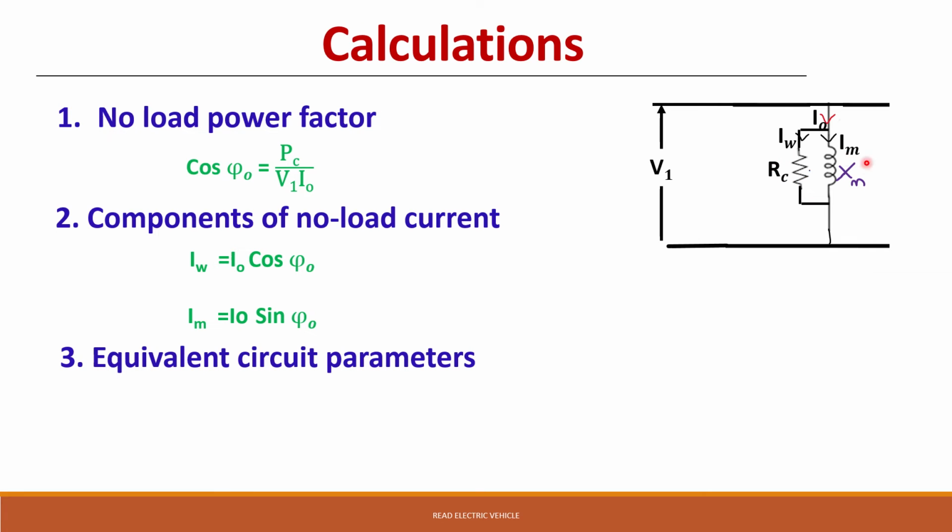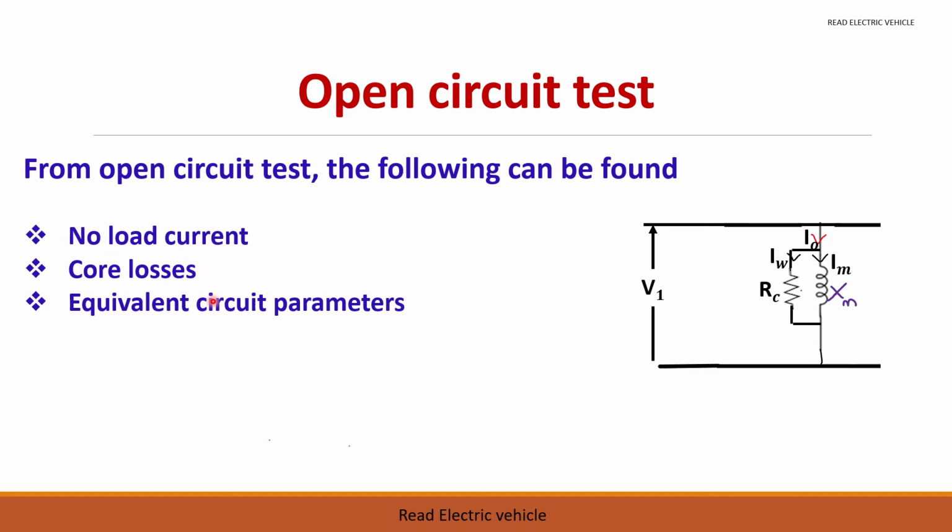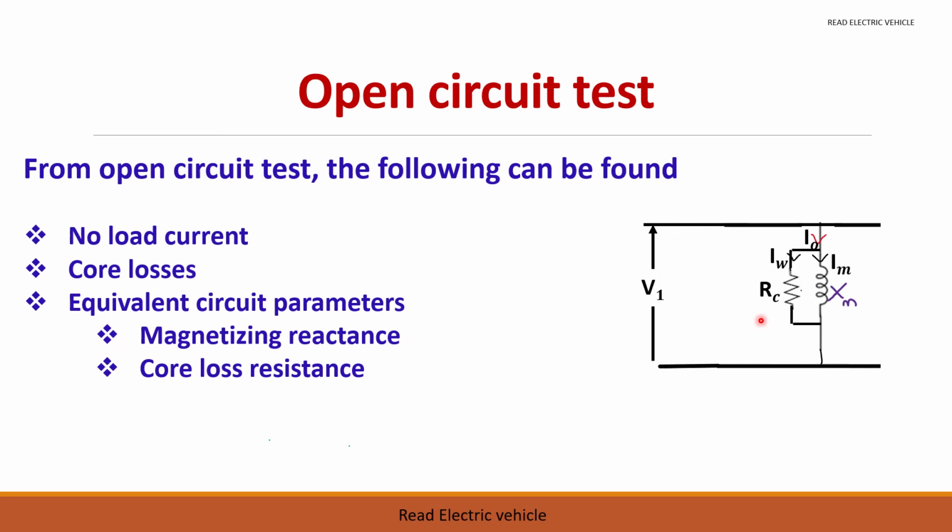Now we can find RC and XM. So RC is equal to V1 divided by IW, and XM is equal to V1 divided by Im, because V1 is the voltage across this branch, divided by that particular current, will give you the resistance value and reactance value. So from the open circuit test, you can find the no load current, core losses, and equivalent circuit parameters. So you will get the magnetizing reactance and core loss resistance. All these data you can find from an open circuit test.